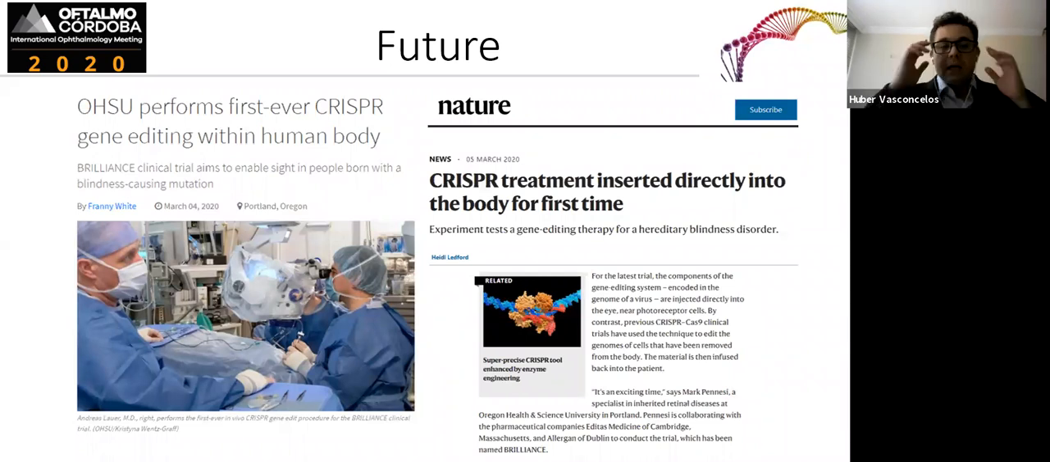And about the future, like I told you, CRISPR-Cas9 gene editing therapy was done for the first time in a human body in an ophthalmology clinical trial, and that was done at OHSU, where I stayed doing my fellowship in gene therapy and ocular genetics. And that is the future. We are still developing new forms of treatment for inherited retinal disease, and more each day will become a reality for us in retina, especially in all of ophthalmology.